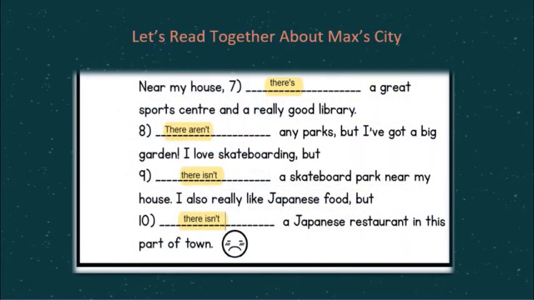Near my house, there's a great sports center and a really good library. There aren't any parks, but I've got a big garden. I love skateboarding, but there isn't a skateboard park near my house. I also really like Japanese food, but there isn't a Japanese restaurant in this part of town. Have you got your answers correct?